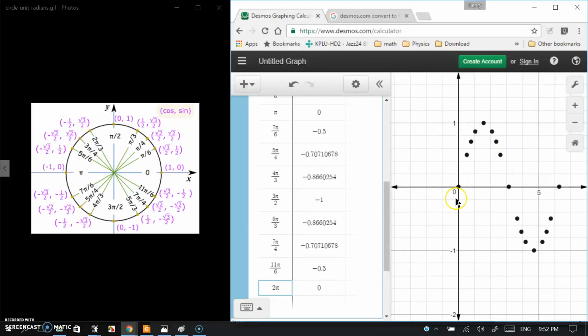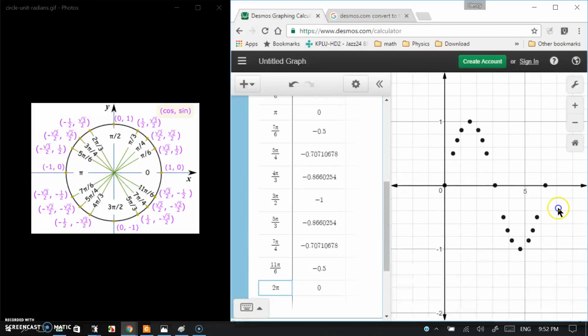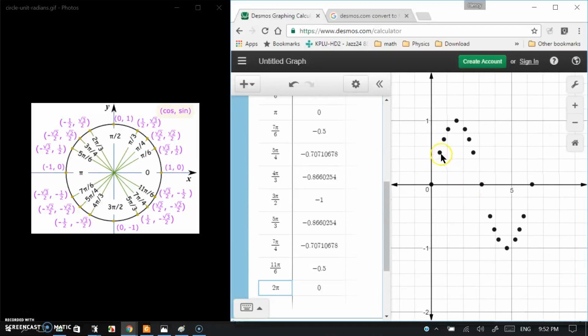So there you go. We can see the shape of the wave already, just by going around the unit circle once in the positive direction. If I turn one complete circle, I get this shape. Okay. So let's say today, if I want to get this point, but over here, what do I do?